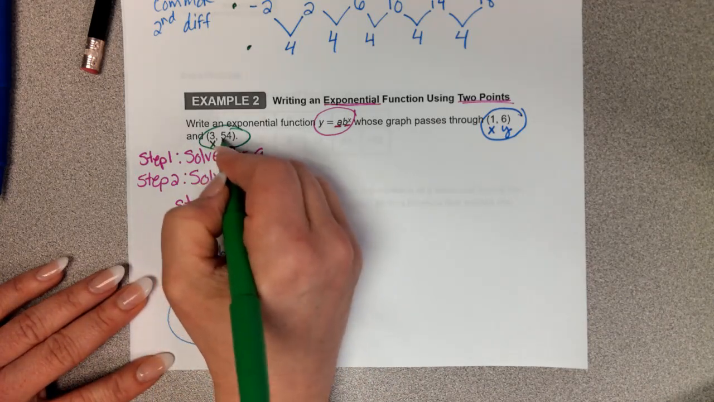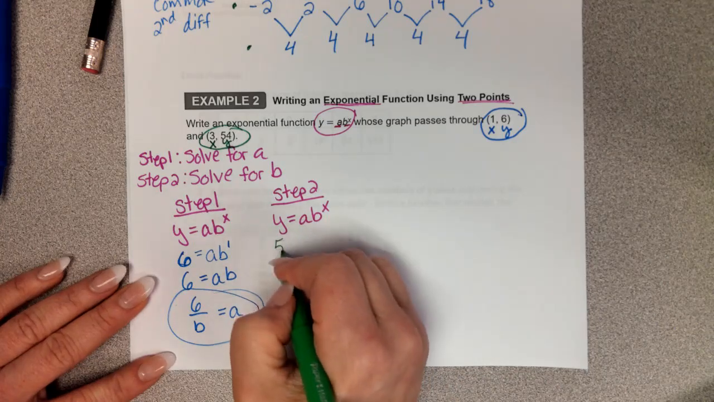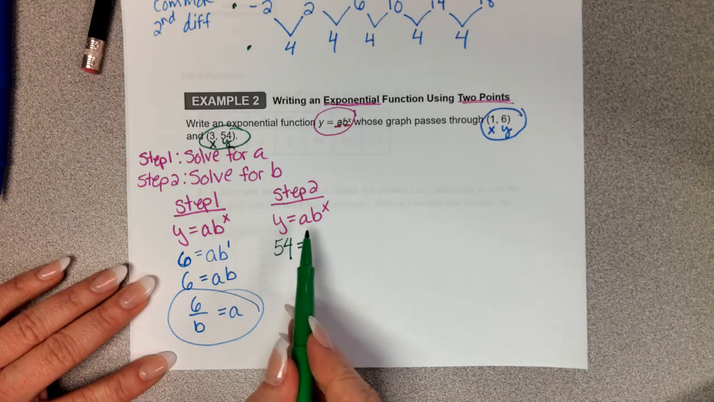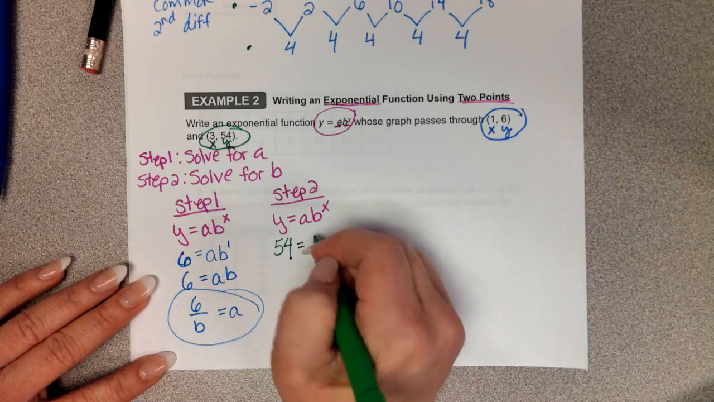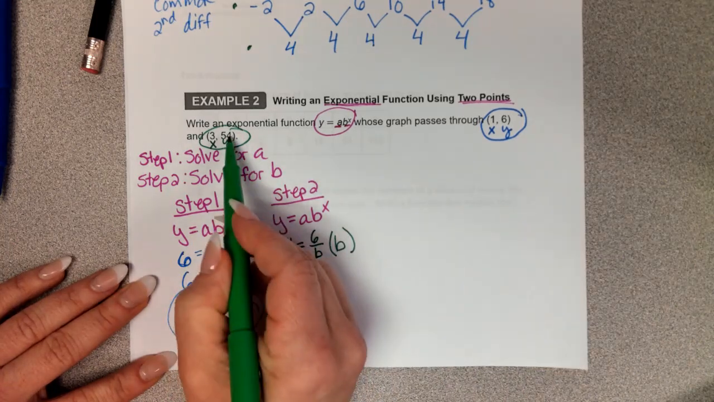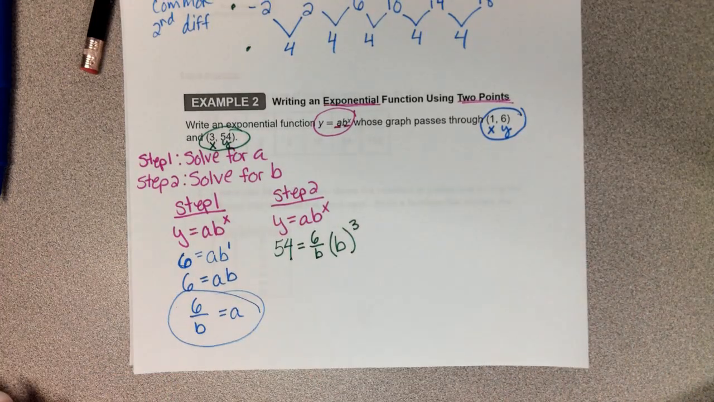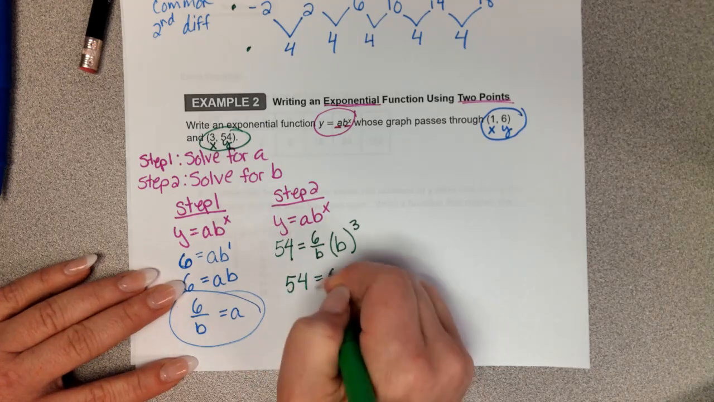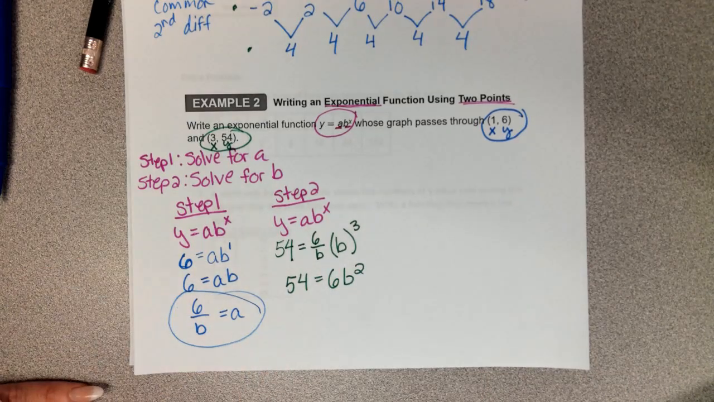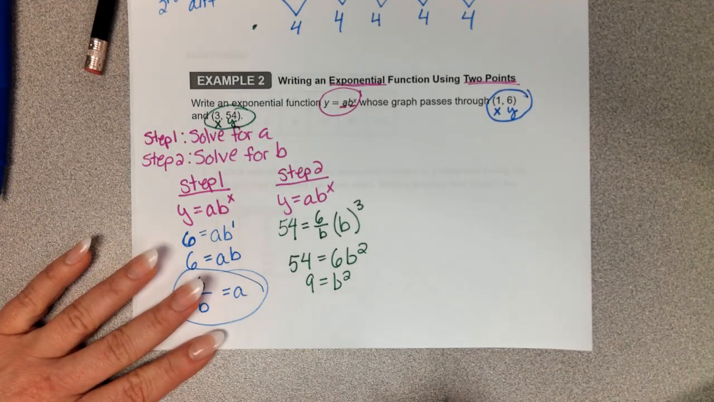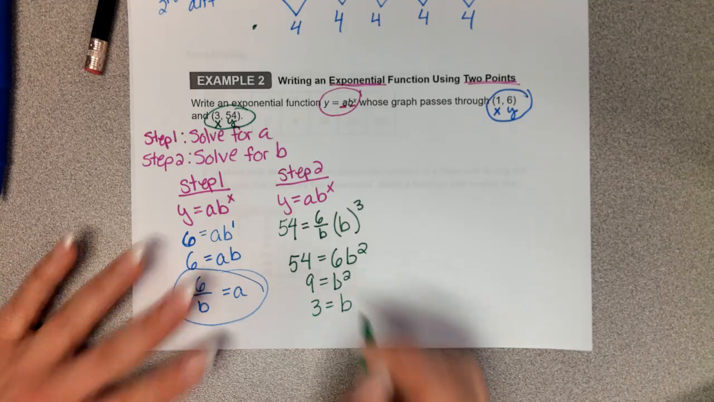So here's my new x, here's my new y. So y should be 54, right? And I have an a is 6 over b, so that's cool, 6 over b times b to the power of x, which is 3. Well, fantastic, that's great. Well, b to the third divided by b is b squared, so that's 54 equals 6 times b squared. Great, if I divide both sides by 6, I find that 9 is equal to b squared. If 9 is equal to b squared, then 3 must be equal to b.